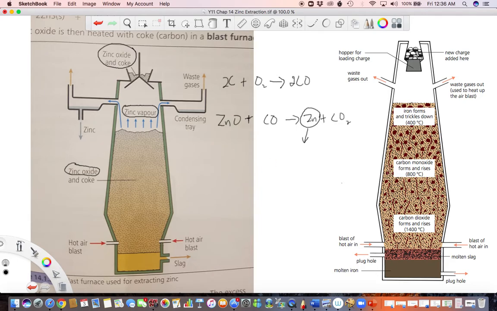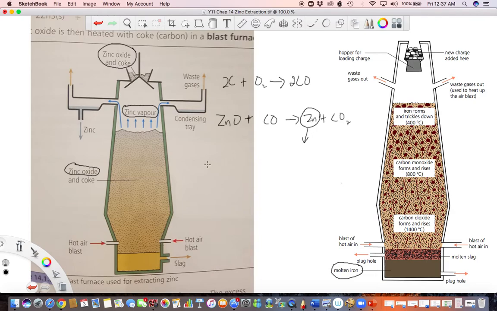So it's different on the right hand side. Now I just want to draw your attention to the right hand side. You can see how the molten iron forms at the bottom, because the temperature inside the blast furnace for iron extraction is not high enough to cause the iron to become gas, but it is high enough to cause the iron to become liquid. So we can easily extract it at the bottom as liquid, and in zinc extraction it becomes gas. But essentially what happens is the same.